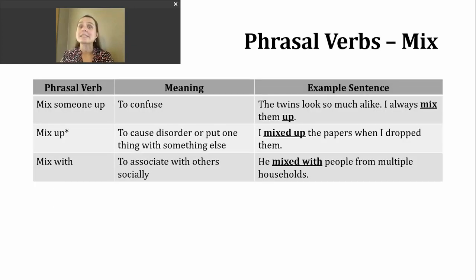Let's take a look at some phrasal verbs with the verb mix. The first that you might hear is to mix someone up. And all that really means is to confuse. Here's an example sentence. The twins look so much alike. I always mix them up. So again, I'm confusing one person for the other.